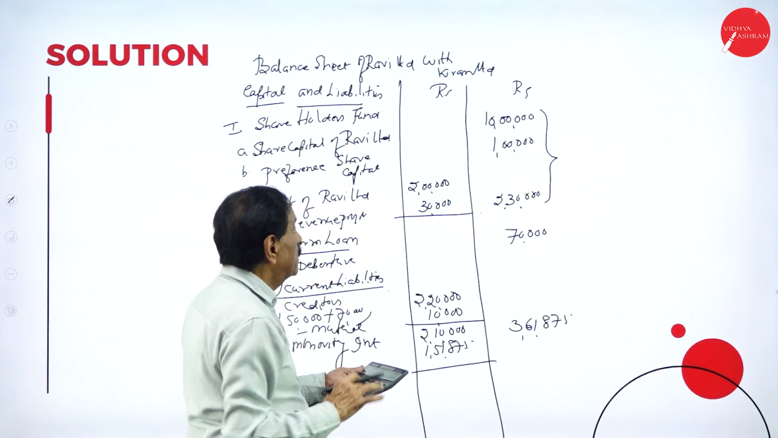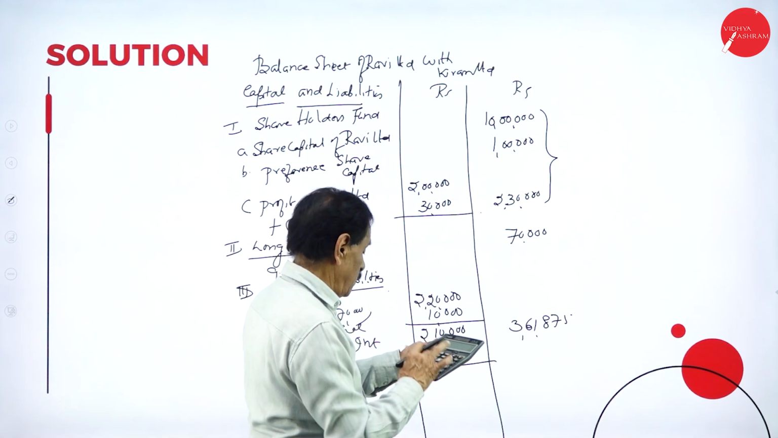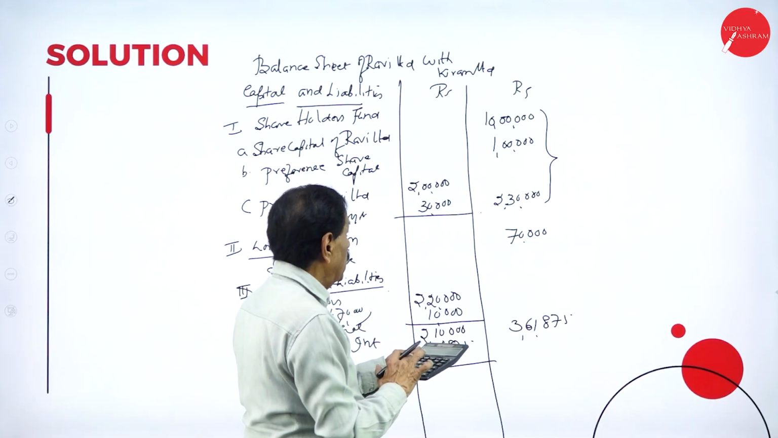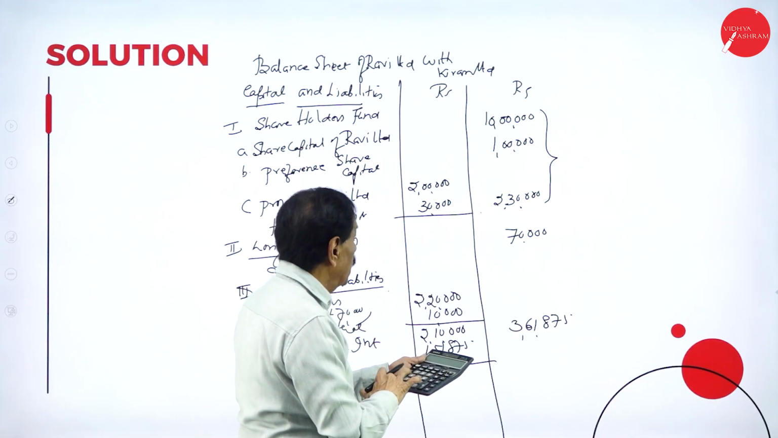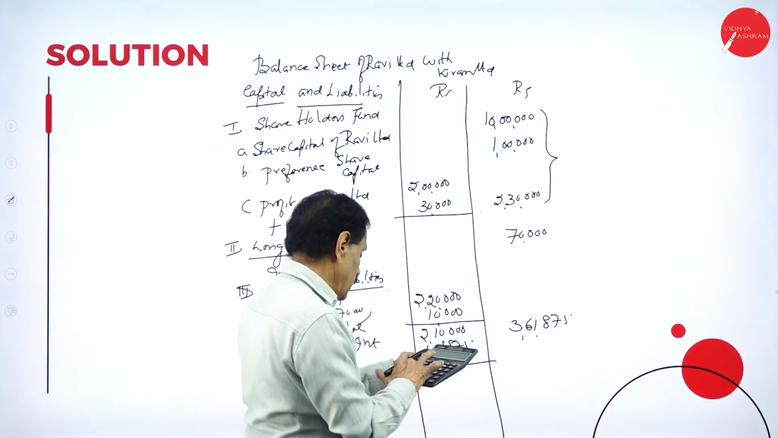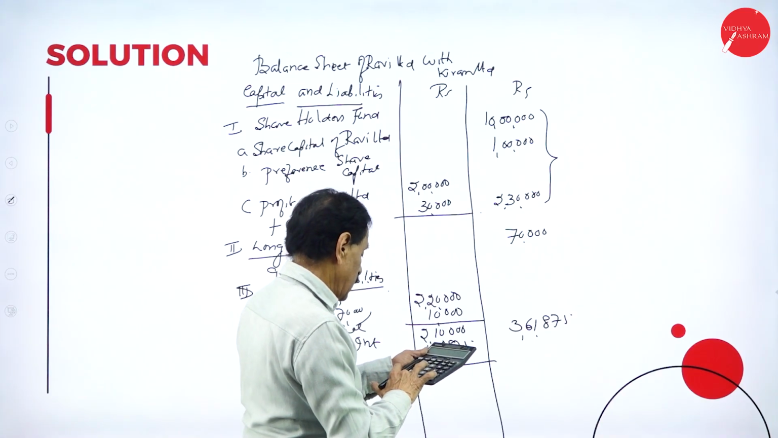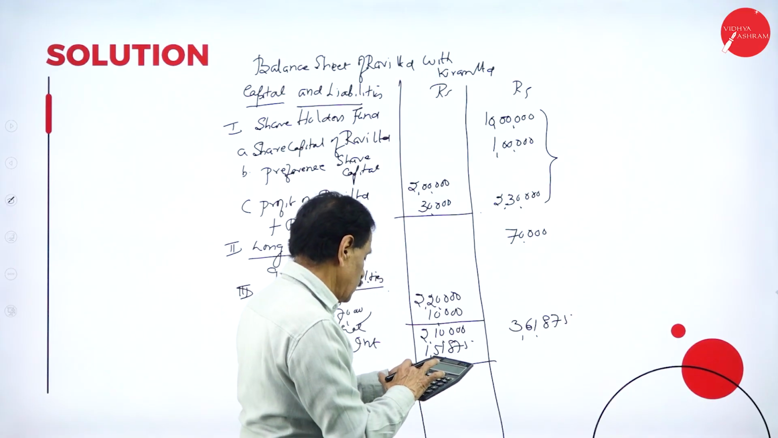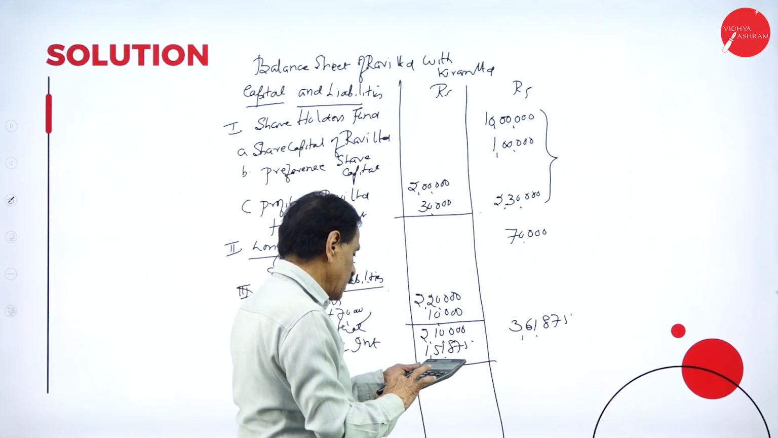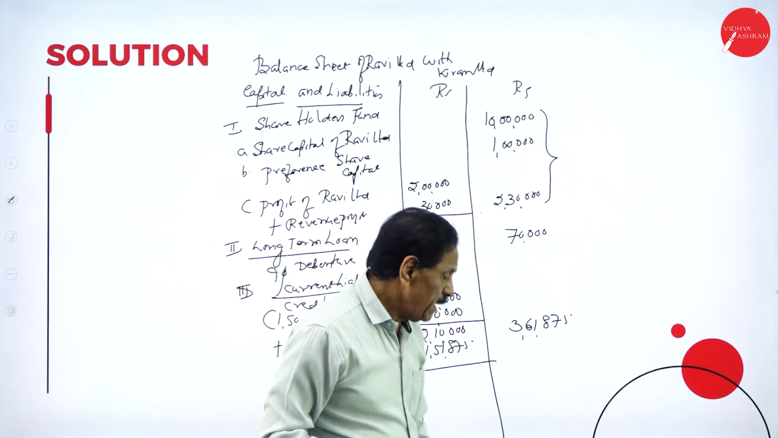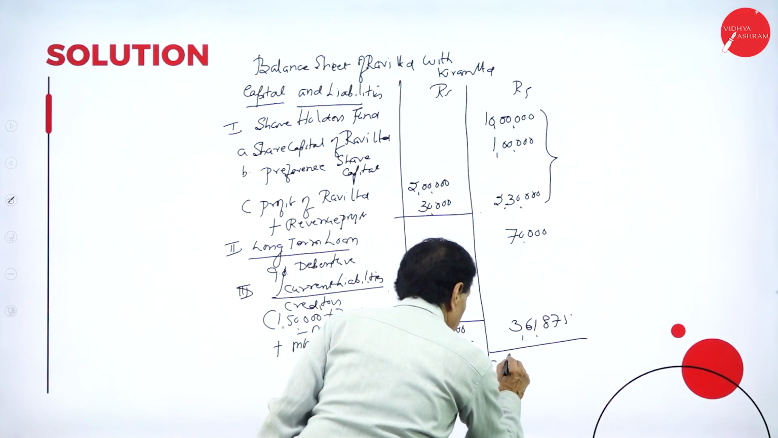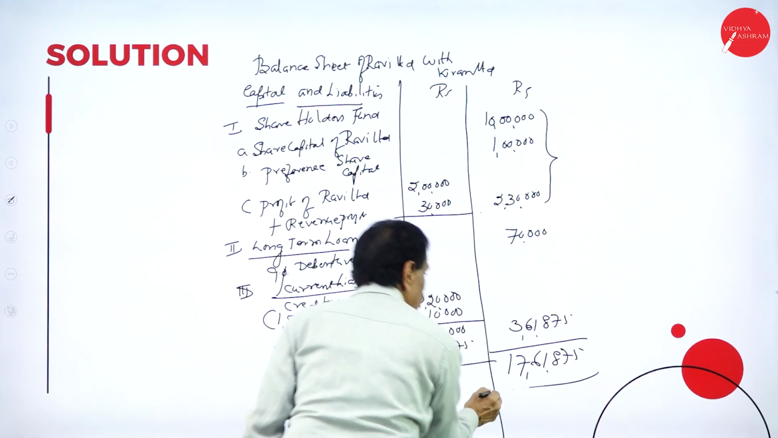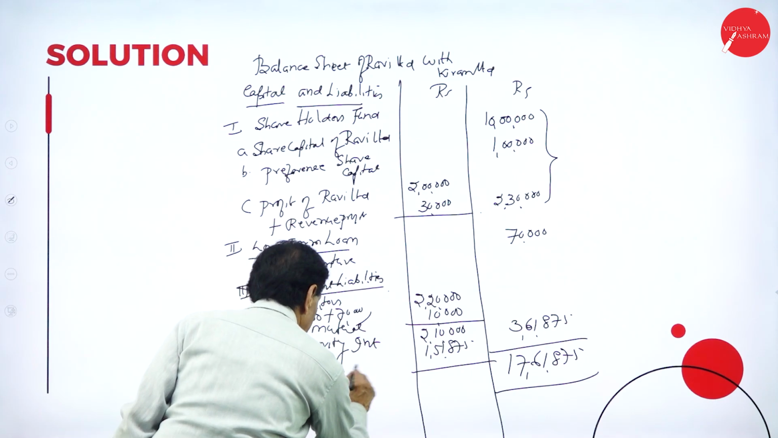Add 10 lakh, plus 2,30,000, plus 70,000, plus 3,61,875. Total 17,61,875. Total source.